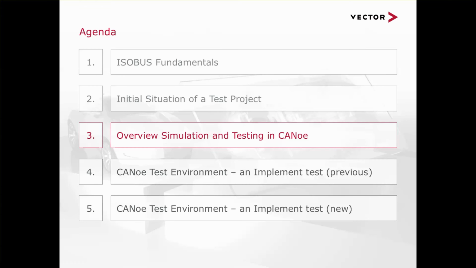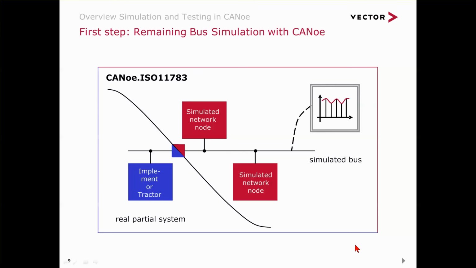overview, simulation, and testing. A first step is the remaining bus simulation. You have a simulated part, the red one, for example, the tractor side, and you have a real part, the blue one, for example, the implement, or vice versa, simulated tractor and simulated implement. The connection between the two sides is the hardware interface, the bus interface.